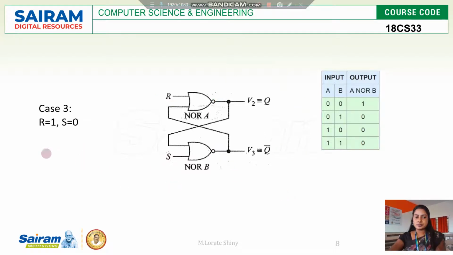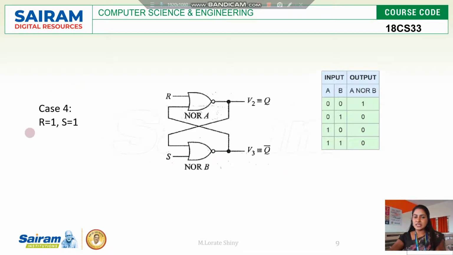Next, R equal to 1, S equal to 0. As we all know, if any one input is 1, the output is 0. Now this is the second input of this NOR gate. Both are 0, so the output is 1. So Q equal to 0, Q bar equal to 1. Whenever reset is 1, the Q will be reset, meaning it will be 0 and Q bar will be 1. So case 3 is also proved.